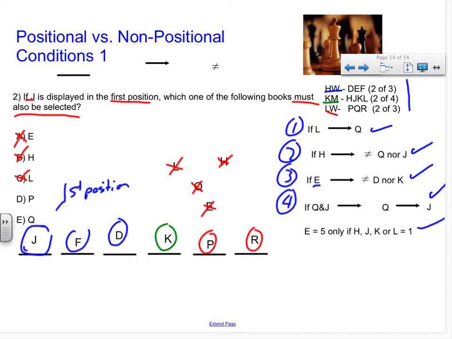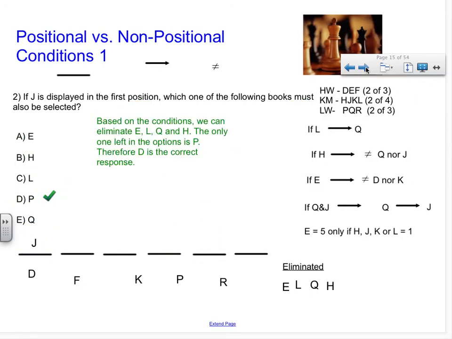We see P is selected, and we see that for E, Q is not selected. So we know that D is our correct response. So just to recap, based on the conditions, we can eliminate E, L, Q, and H. The only one left in the options is P. Therefore, D is the correct response.